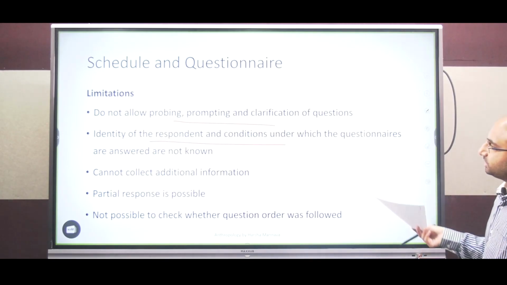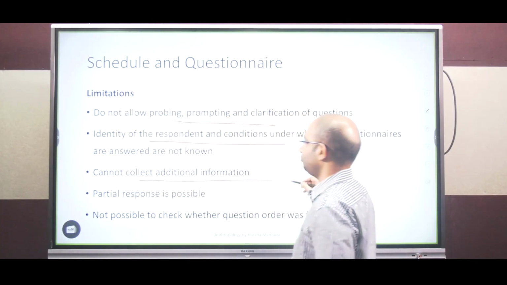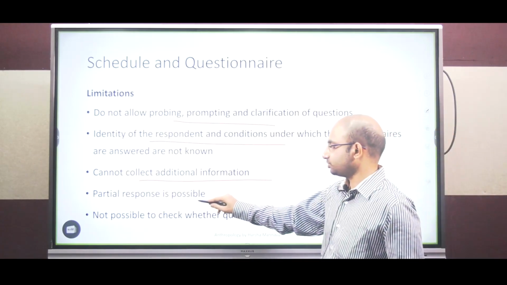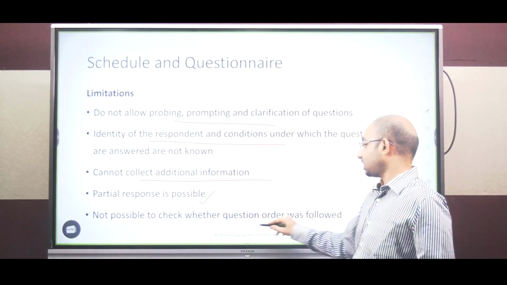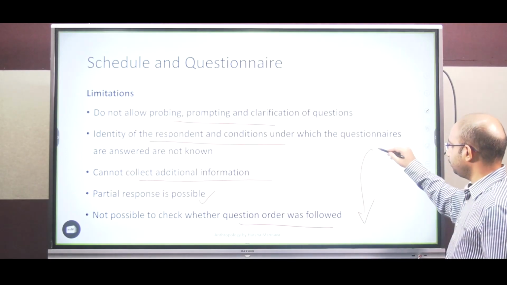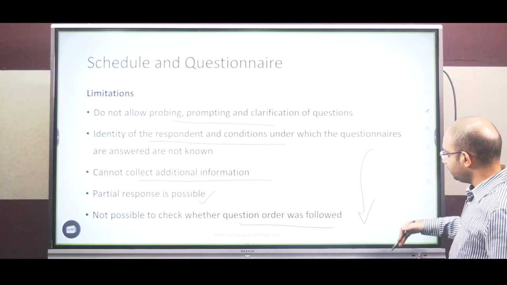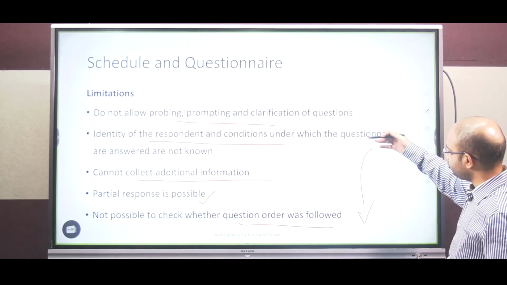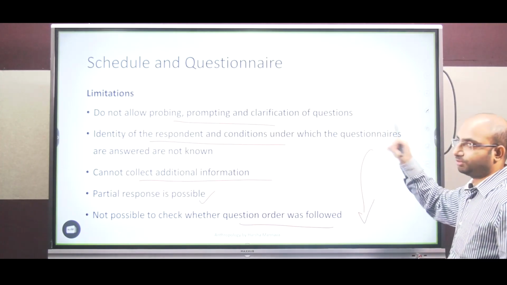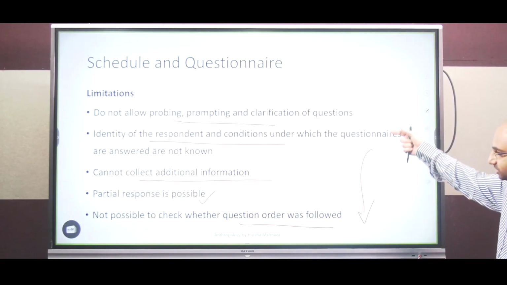All these are concerns that we have here, and as a result we also can't collect additional information because we can't ask follow-up questions. Partial responses are possible, and we also can't see whether they have followed the particular order. For example, in some questionnaires you want them to answer questions in a particular order. What if they skipped the order and went ahead and read the whole thing? If they saw the next questions, then they know the answer to the previous questions. So somebody may read the entire questionnaire and then respond in a way they want to.